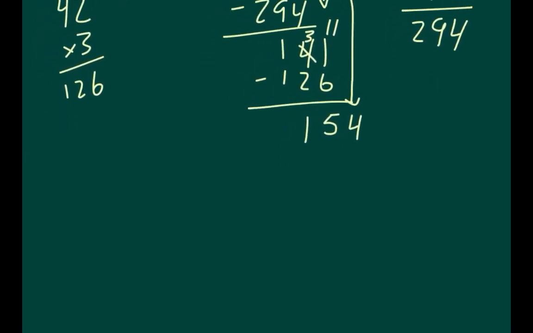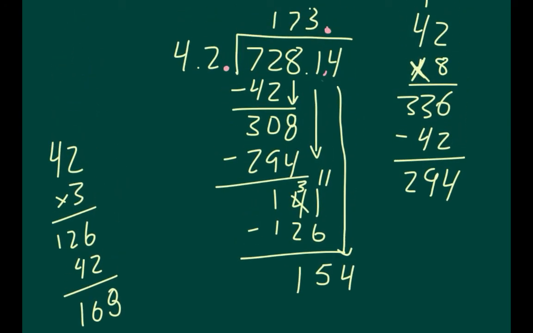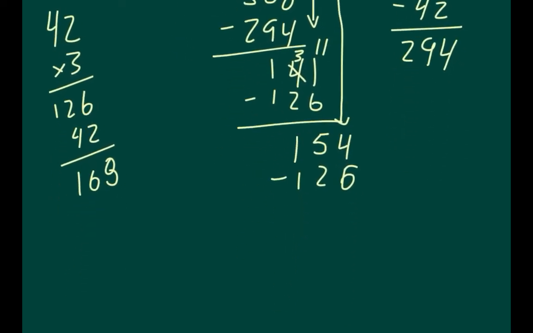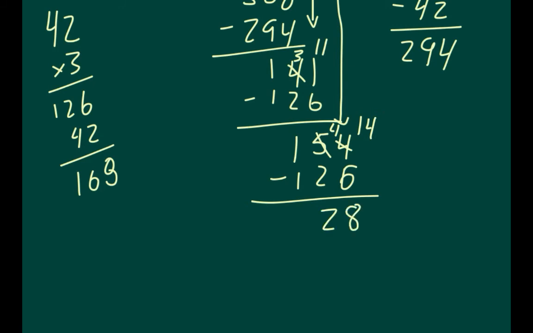154. Hoping that works out normally. So 42 times 3 over here gave me 126. So if I add on another 42, I get 168. That's not going to work. Bummer. So it looks like we have to have a 3 up on top. And 3. And this is going to give me 126. So I could borrow from my 5. That becomes a 4. This becomes a 14. 14 minus 6 is 8. 28. So now we're kind of out of numbers, right?